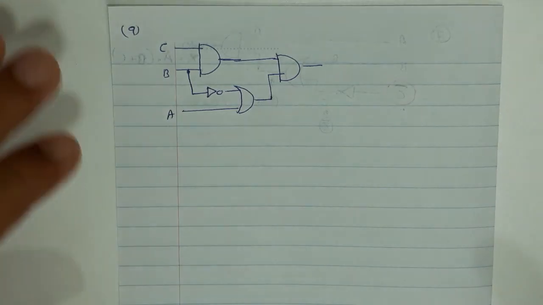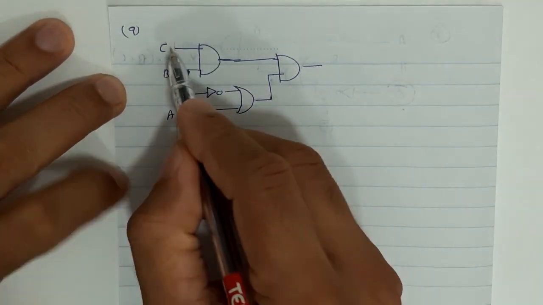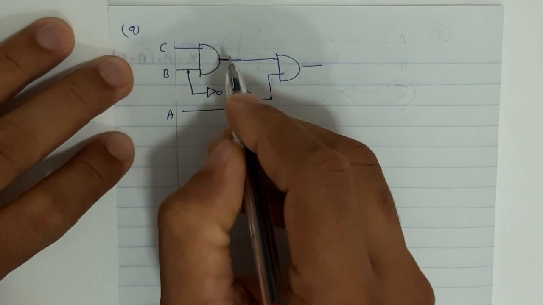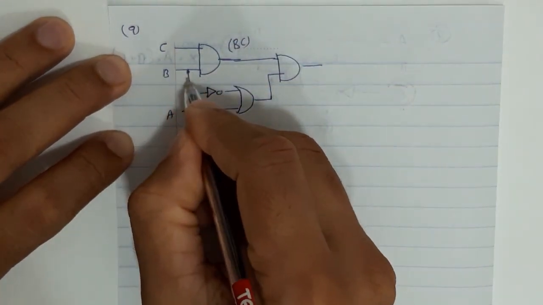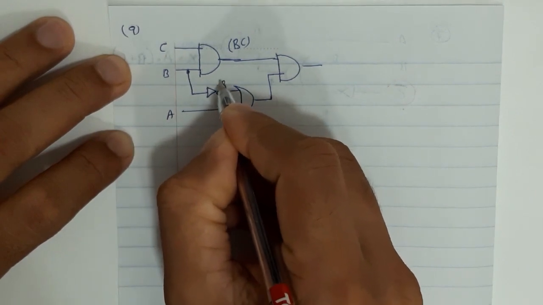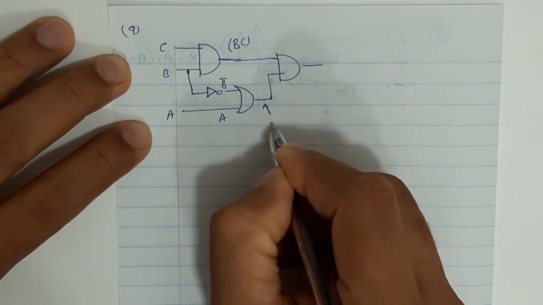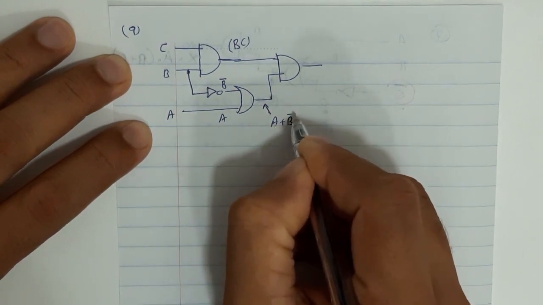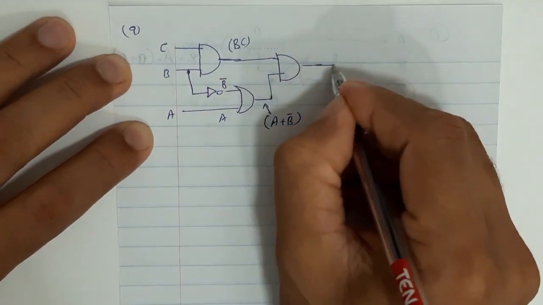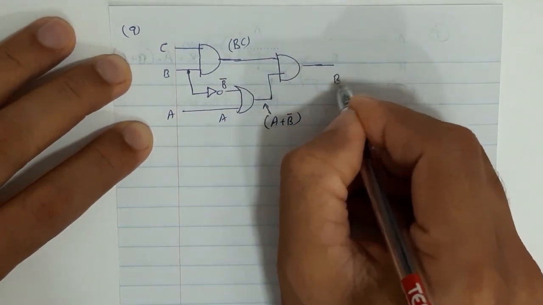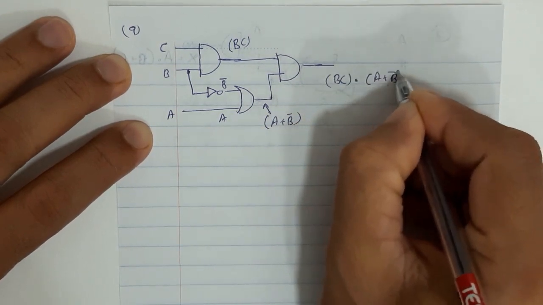Question number 9. This is also a simple circuit diagram. B, C are the inputs for the AND gate. Then this place becomes B dot C. And this channel comes with B through the NOT gate. This turns into B bar. And A is here, so through the OR gate, it turns into A plus B bar. And this channel gives you B dot C. Since it's an AND gate, our final expression turns into BC into A plus B bar.